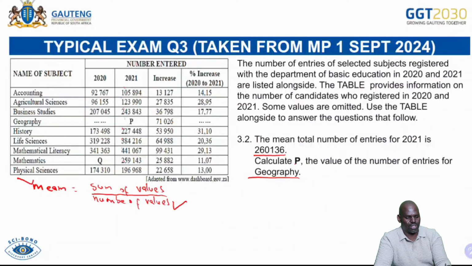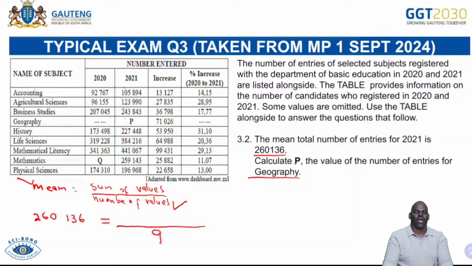So it means we're going to add up everything. In this case, the mean, which is 260,136, equals something, and I know that everything will be over 9. Now, you are welcome to write it all out, and it is actually safer, but I'm just worried about the space. So what I'm going to do is add everything on my calculator and write down the result.